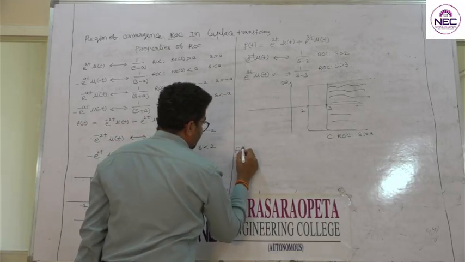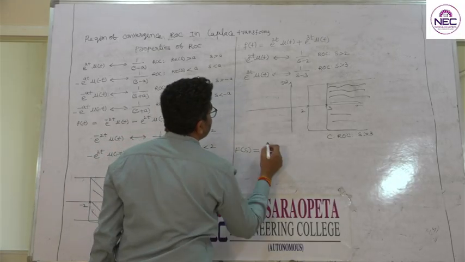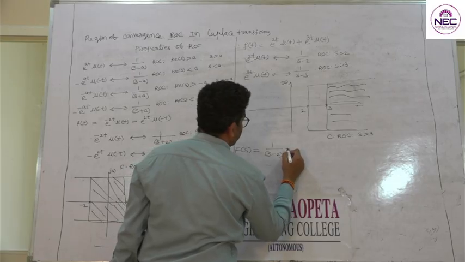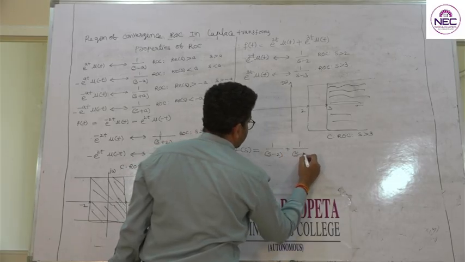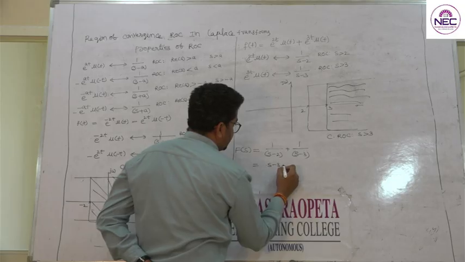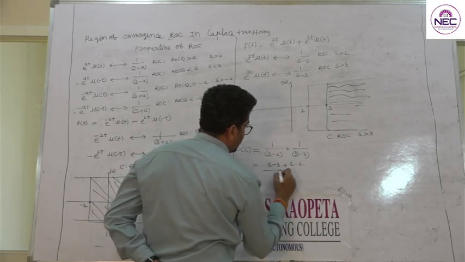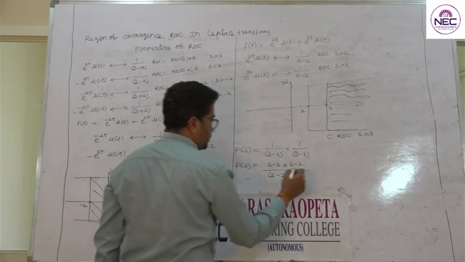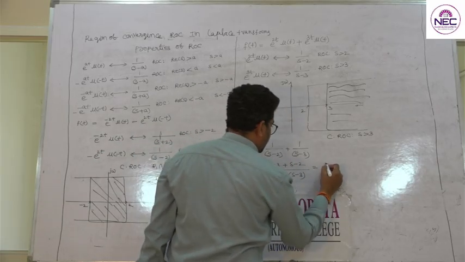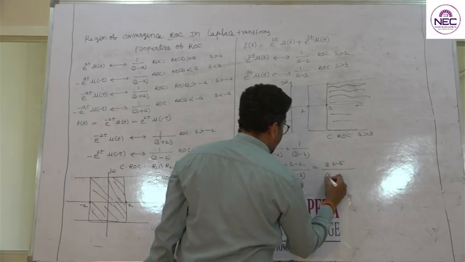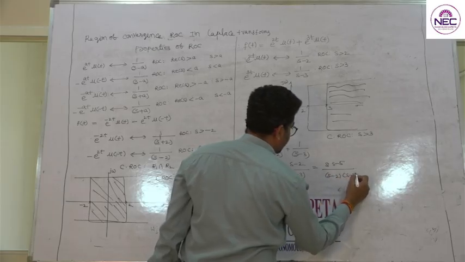Okay, here f of s, the transform value. f of s is equal to 1 by s minus 2 plus 1 by s minus 3, which is s minus 3 plus s minus 2 by s minus 2 into s minus 3. Finally, 2s minus 5 by s minus 2 into s minus 3.